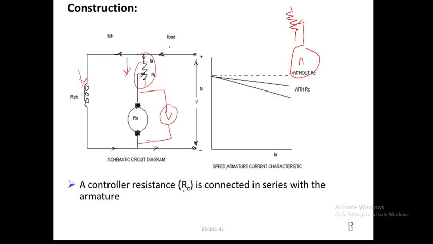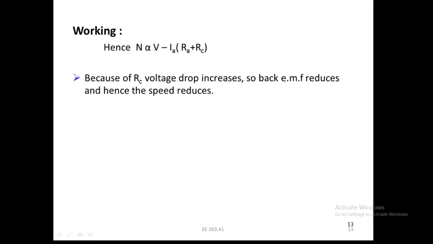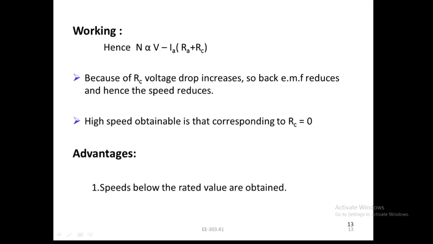So a control resistor Rc is connected in series with the armature. Here N is directly proportional to Ia Ra, so we can vary the Ia Ra drop. Because of Rc, the voltage drop increases, so the back EMF reduces. We are adding resistance that causes the voltage drop, and that's why the back EMF reduces and the speed also reduces. The highest speed obtained corresponds to Rc equal to 0. The advantage is that we can get speeds below the rated speed.